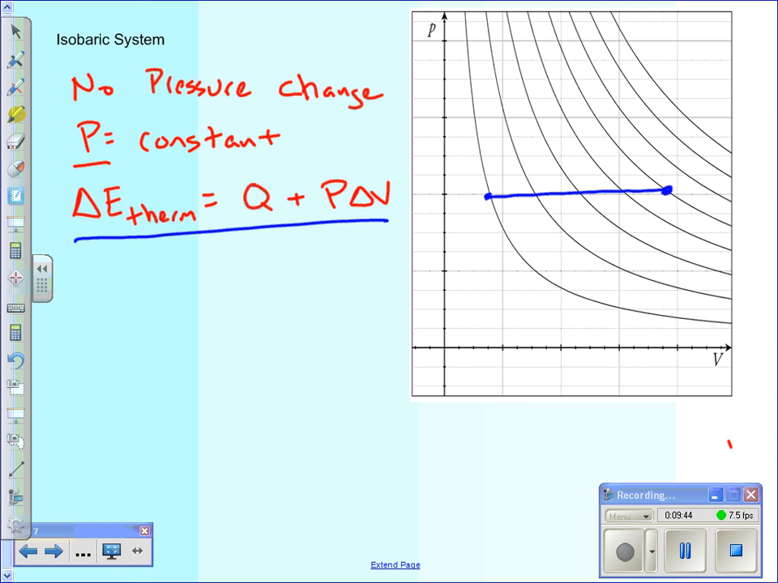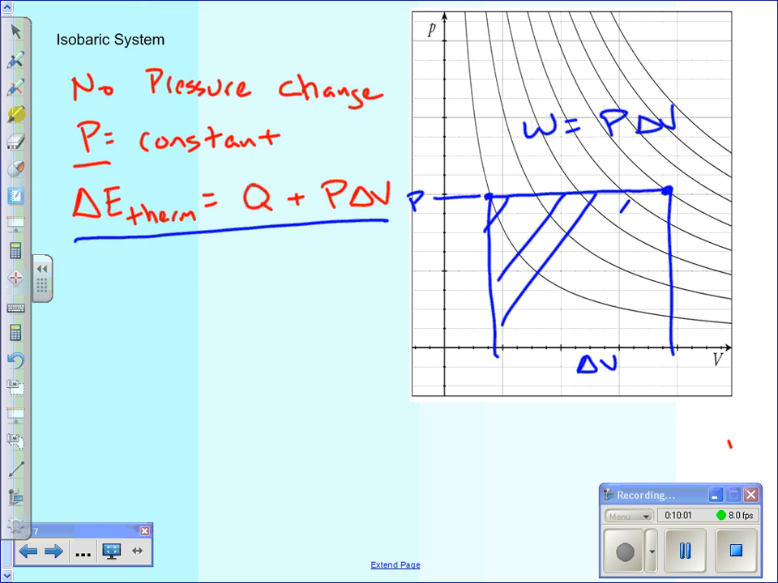Why this is important, because it introduces us a little bit. If I take a look at work, remember, is pressure times a change in volume. Well, look what I have. I have some pressure here and I have some change in volume here. So there's a little bit of calculus. If we have a line like this, it's real simple to calculate the work that was done on or by a system just by calculating the area underneath the line on the PV diagram.